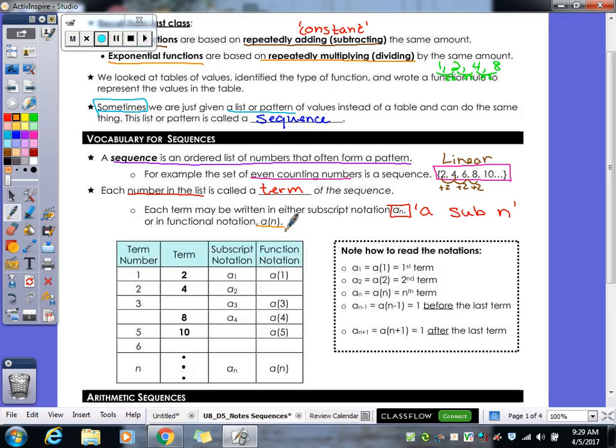Or we can use our function notation. This would just be a of n. Just like all of our other function notations, f of x, g of x, that would be read as a of n. So it doesn't matter which of those 2 ways they do it. If they write it as a sub n, or if they write it as a of n, it's both the same thing.